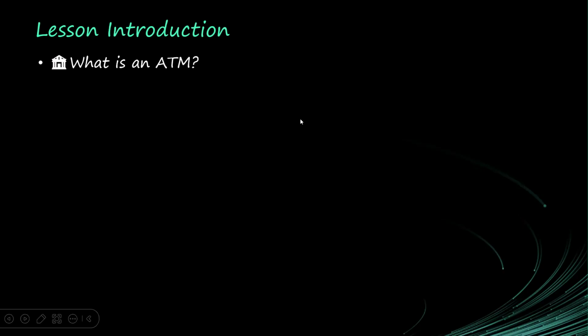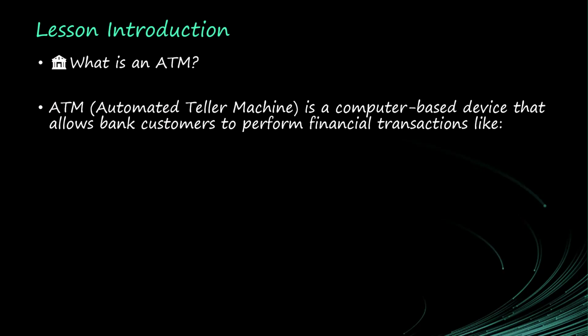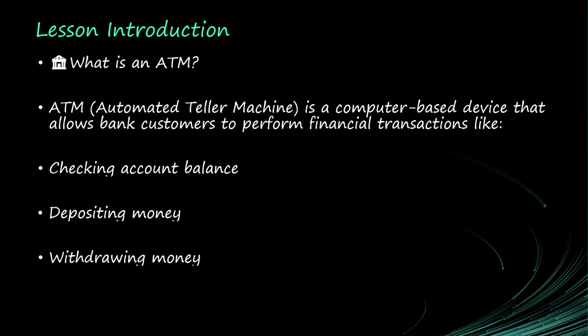So what is an ATM? ATM is the automated teller machine. It's a computer-based device that allows bank customers to perform financial transactions like checking account balance. You saw me checking the account balance. You also saw me depositing money. You saw me withdrawing money. We didn't do transfer, but normally ATMs also do transfer. But in our program, we didn't do transfer.